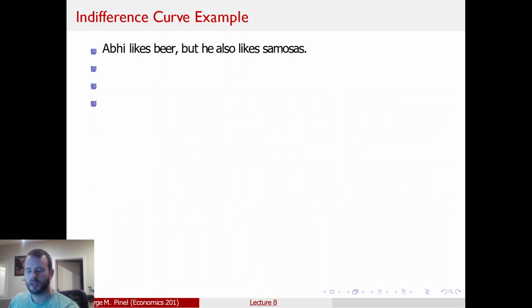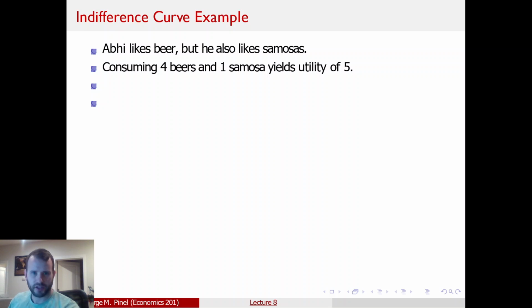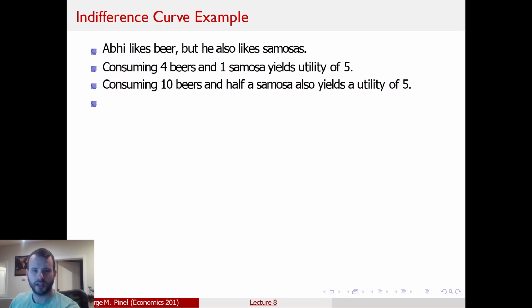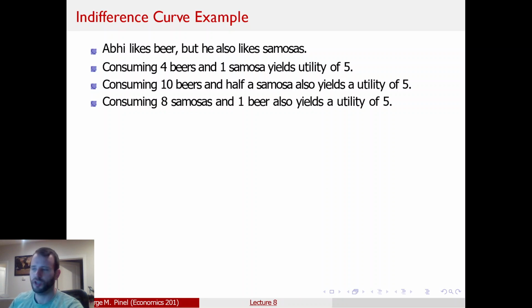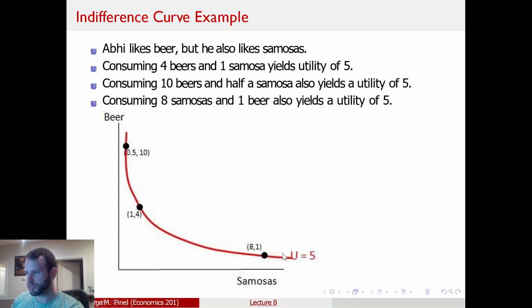So let's say that Abby likes both beer and samosas. Consuming 4 beers and 1 samosa leads to a utility of 5. 10 beers and half a samosa also leads to a utility of 5. So which consumption bundle would you rather pick, 4 and 1 or 10 and a half? You're indifferent. They both yield the same utility. What about 8 samosas, 1 beer? Also indifferent.